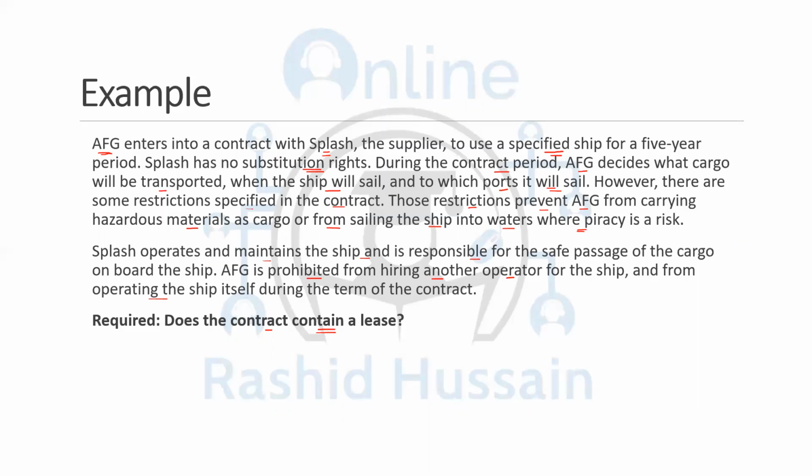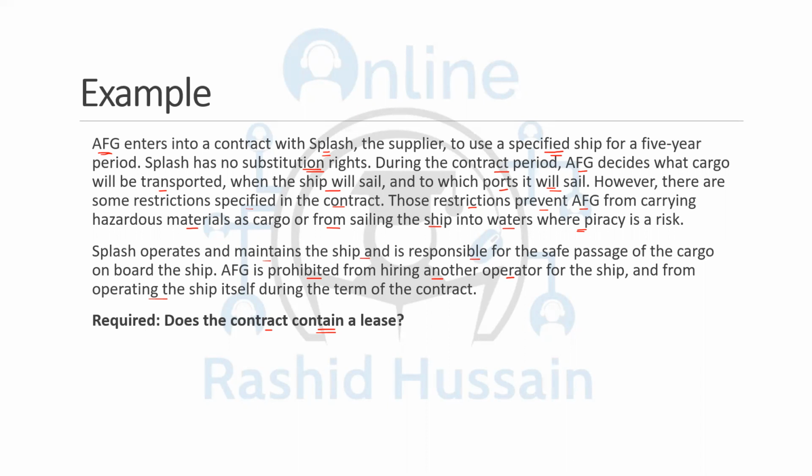So right to direct the use of the identified asset, the lessee is deciding. All the economic benefits belong to the lessee. So that means the right to control is being met as well. So identified asset point met. Right to control met. So that means it's a lease contract rather than a contract for service. Now the points which are mentioned within the second paragraph, that AFG is prohibited from hiring another operator for the ship, because a ship is not a joke. Obviously it's a big asset and not everyone has the competence to operate it.